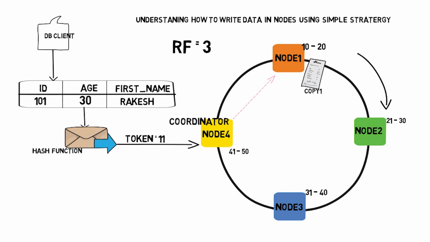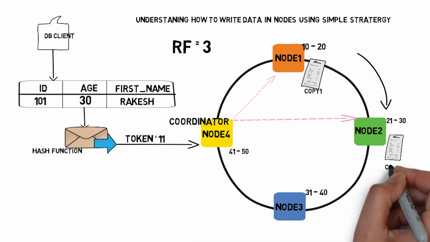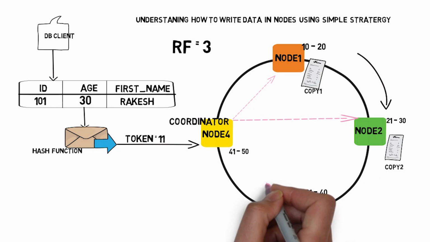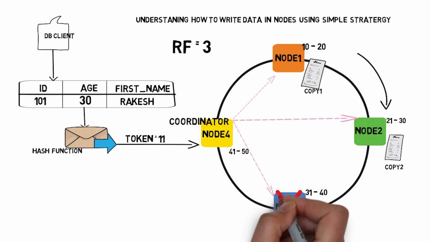Since we have set the replication factor as 3, it will write the data into the next two nodes. So in node 2 also the data will be written, and in node 3 also the data will be written. Okay, let's say for example my node 3 is down and my node 2 and node 1 are up. So in node 1 and node 2 the data will be written. However, my node 3 is down, so I cannot write the data into node 3.